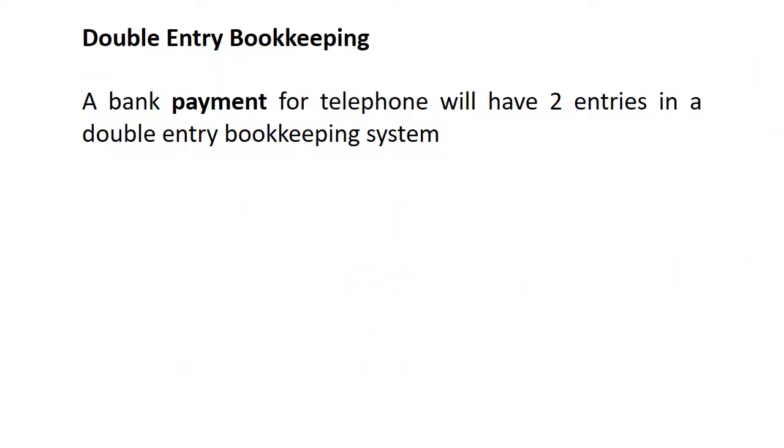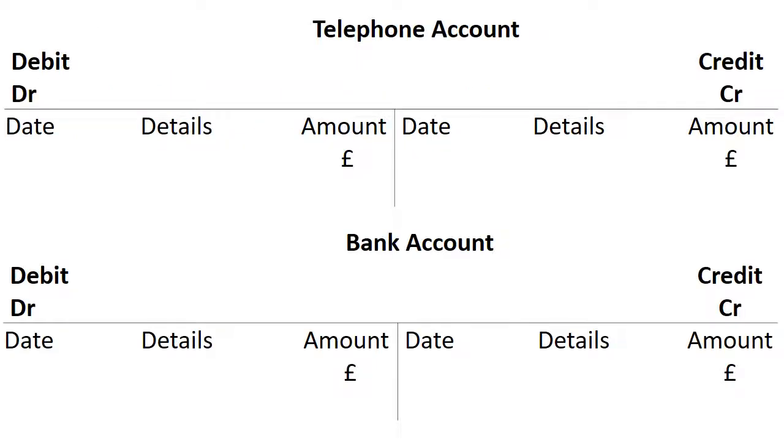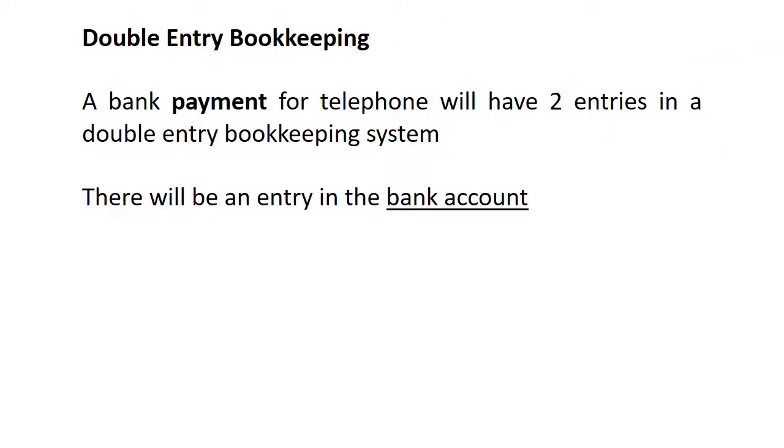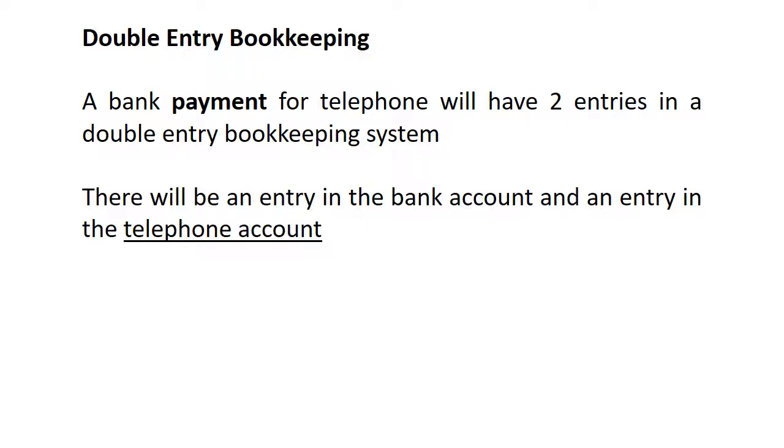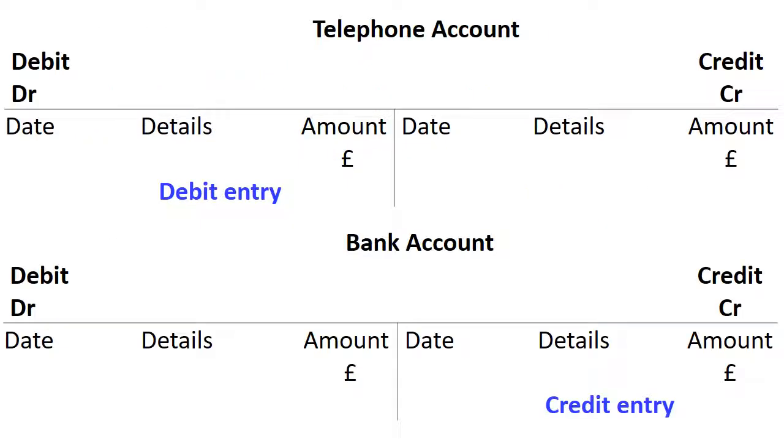A bank payment for telephone will have two entries in a double entry bookkeeping system. Here we have the telephone account and the bank account. There will be an entry in the bank account. The entry in the bank account will be a credit entry, and an entry in the telephone account. The entry will be a debit entry in the telephone account.